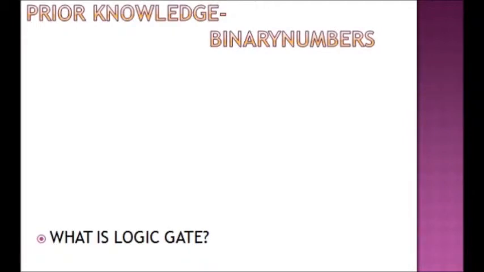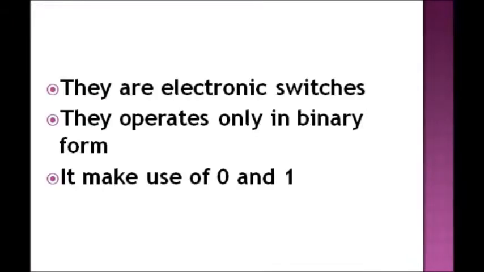And of course, what are binary numbers? They are numbers that allow you to represent large data with zeros and ones. So what is a logic gate? In defining logic gates, certain characteristics must be looked into. Of course, they are electronic circuits, but you have some set characteristics that must be adhered to. They are electronic switches, that is, either on or off. They operate only in binary, and they make use of 0 and 1.